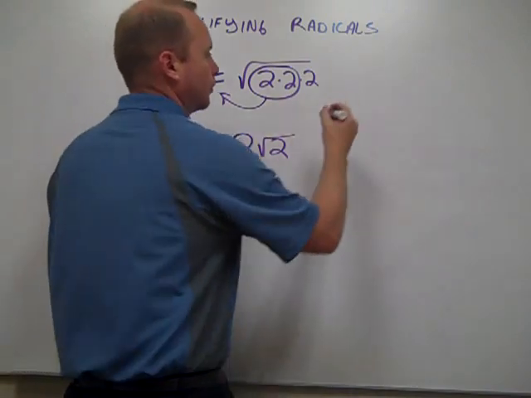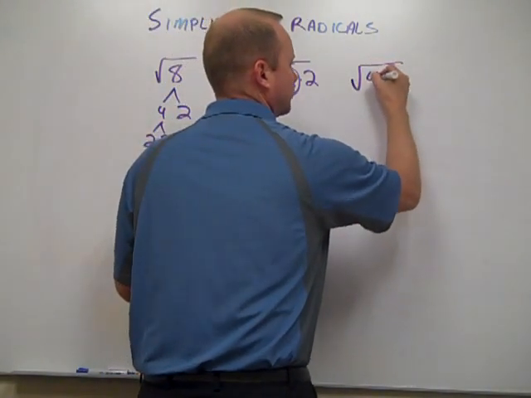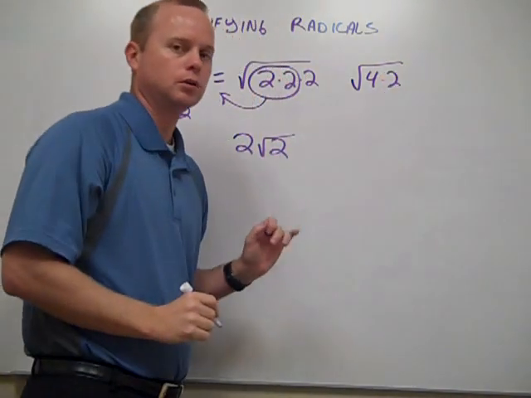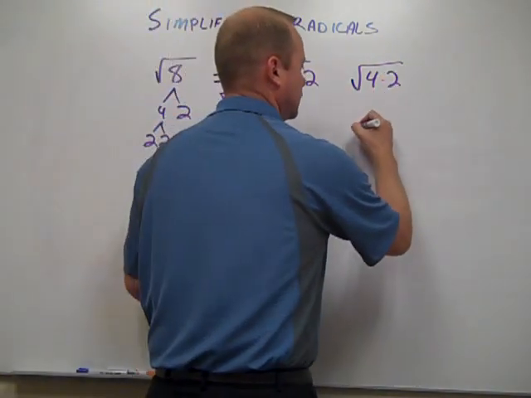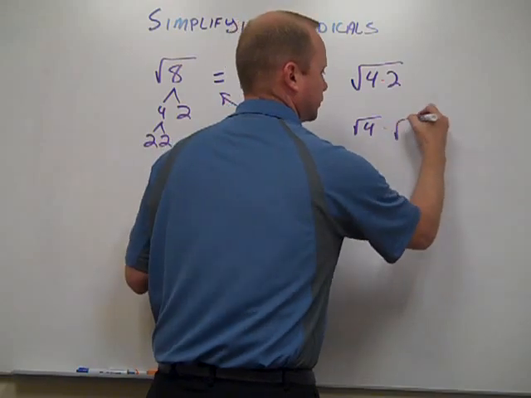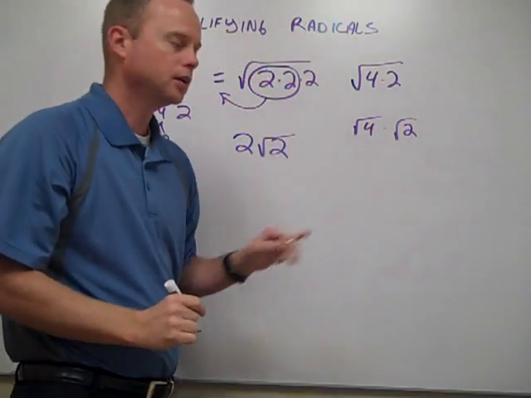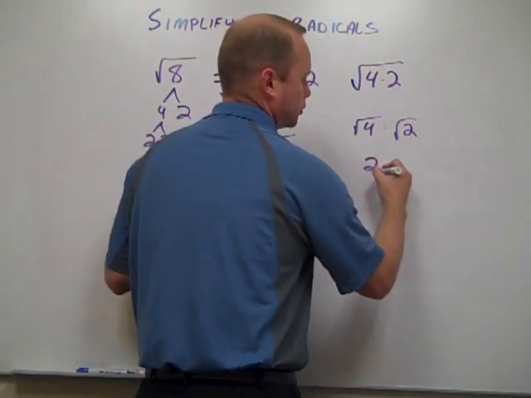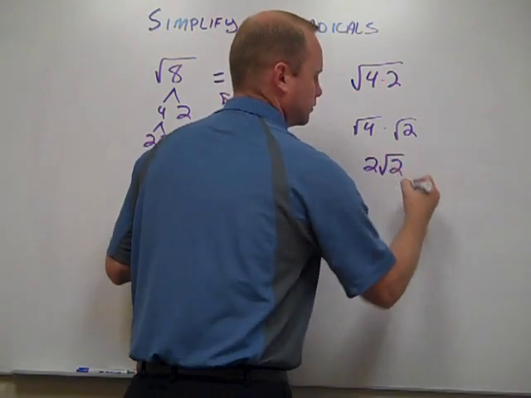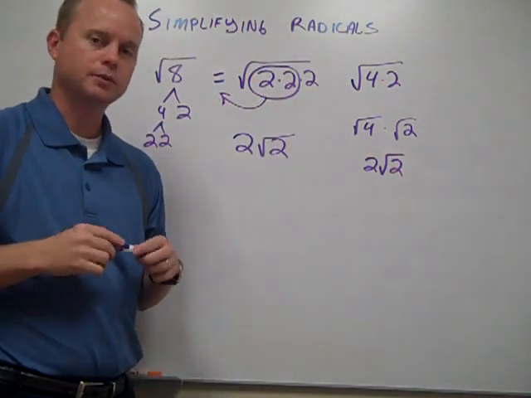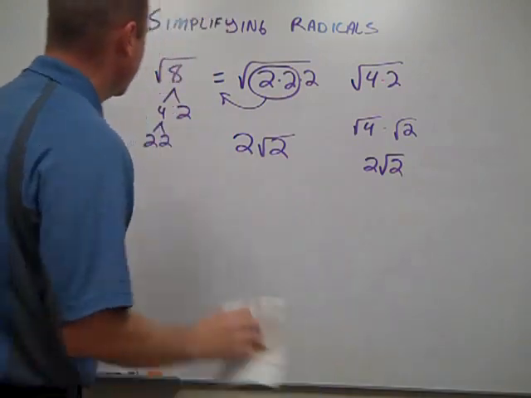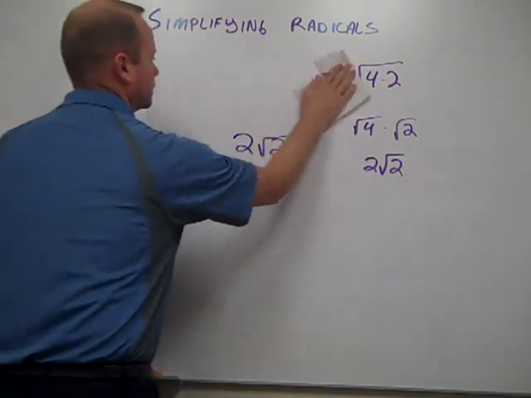And we can look at this too if we wanted to. This is the same thing as the square root of 4 times 2. Well, we know what the square root of 4 is. The square root of 4 times the square root of 2, that's the same thing. We know that the square root of 4 is 2. So then it's 2 square root of 2, 2 times the square root of 2. Okay, let's do one that's a little bit more complicated.